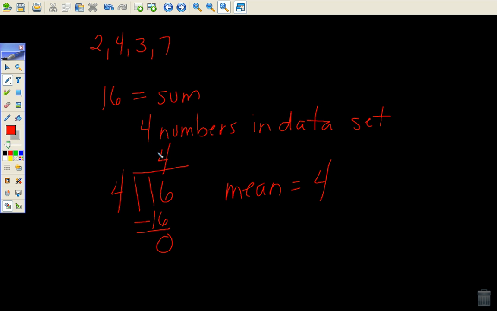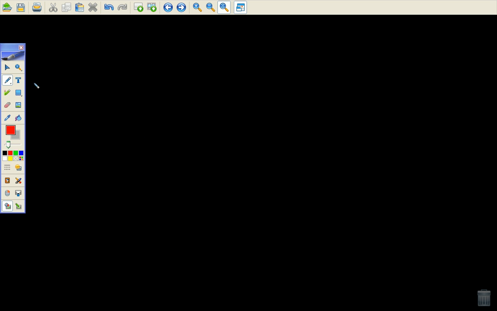This is why we talk about why division is so important in math, because you don't just use it when I say, oh, divide these numbers. You use it in other math concepts. And mean is one of those that you have to know how to divide in order to be successful at finding averages. Let's try another one.